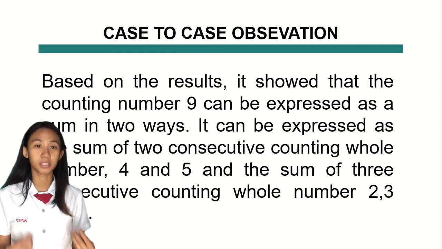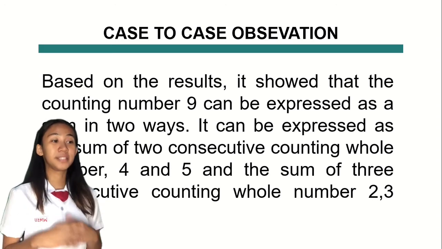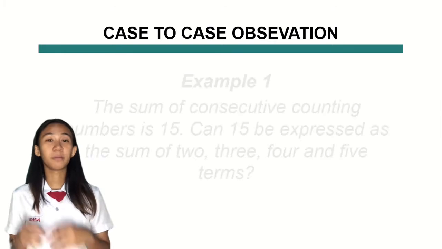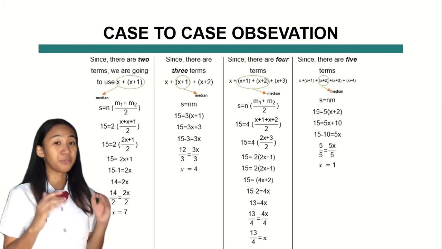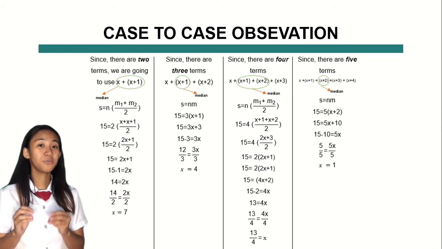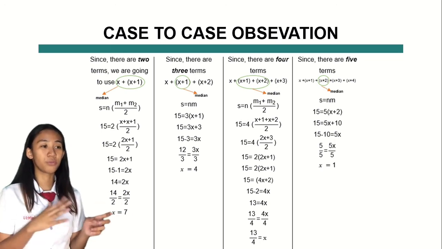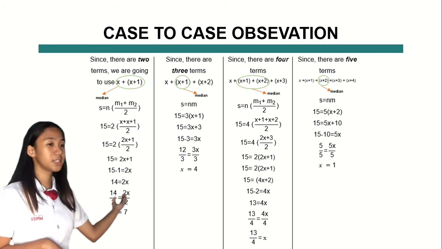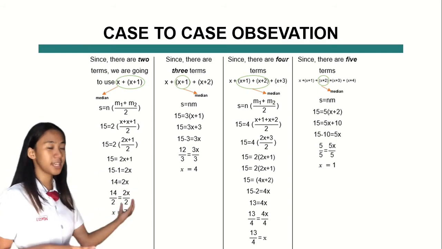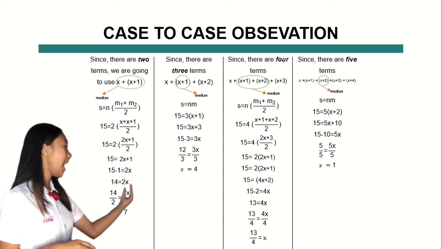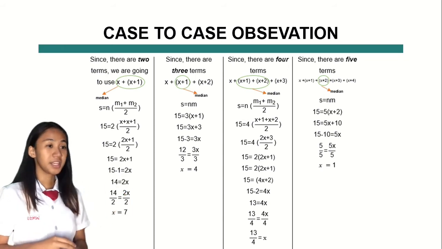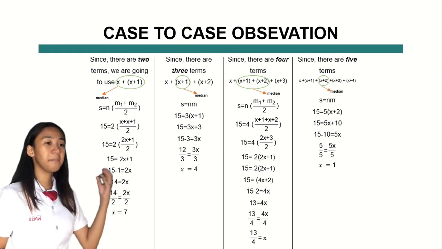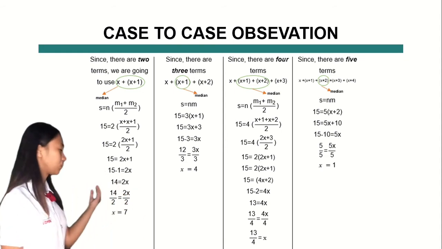It only includes positive. For our example number 2, we have the sum of consecutive counting numbers is 15. Can 15 be expressed as a sum of 2, 3, 4, and 5 terms? We have 4 cases here: 2, 3, 4, and 5. So in the first, 2 terms, the same formula, the same process, and its x is 7. Next is 3 terms, same formula, same process. We have x is equal to 4.